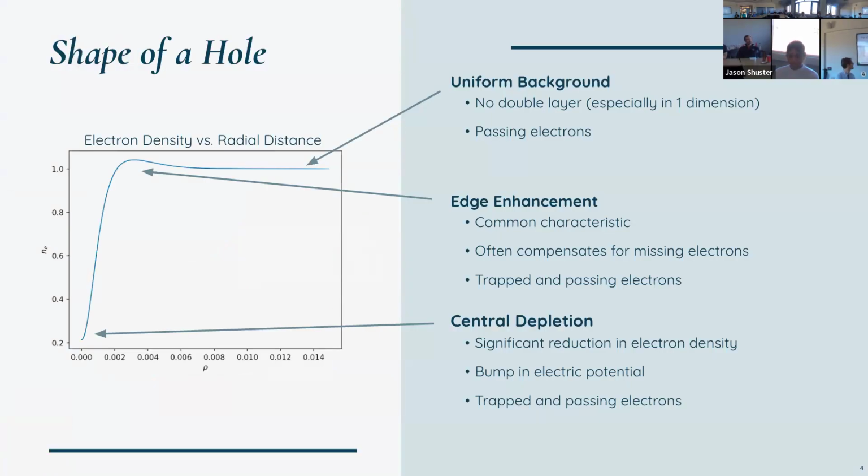But first, this is what I'm actually talking about. This is the radial profile of an electron density hole, which is a BGK mode. I want to point out on the left, this is the origin, i.e. the center of the hole. And the key thing here is it's a hole, right? So we've got a low density in the middle of a kind of uniform background. I also might point out this edge enhancement at the rim here.